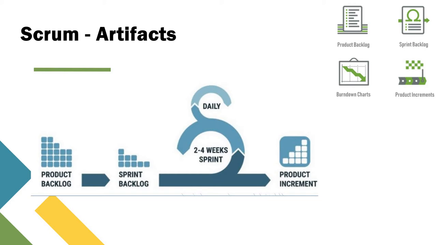Here is a simple representation of the artifacts, where you can see the product backlog, and from the product backlog we derive the sprint backlog. The sprint backlog items are considered in the sprint, and all of them will be completed in the sprint, and finally the team will deliver an incremented product, which is the product increment.